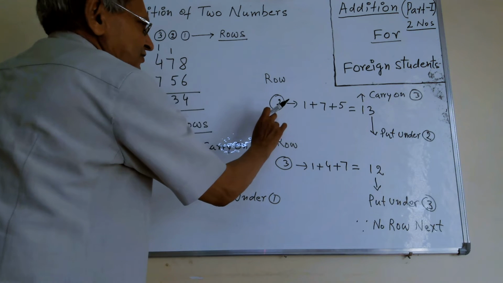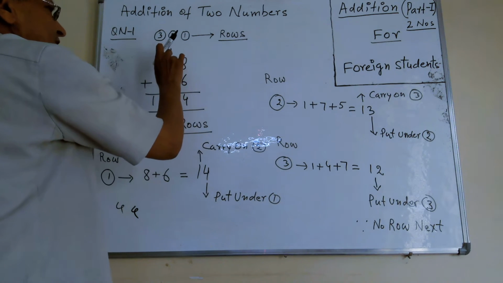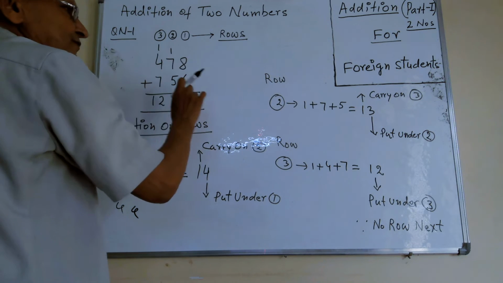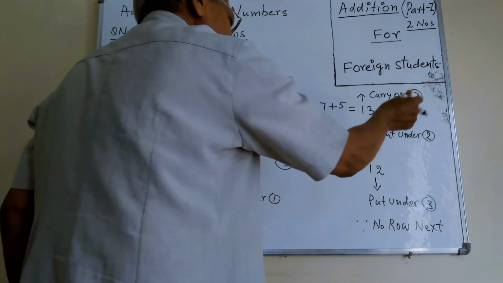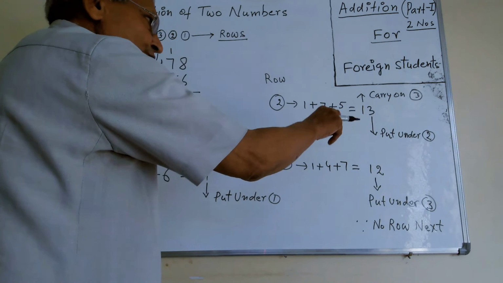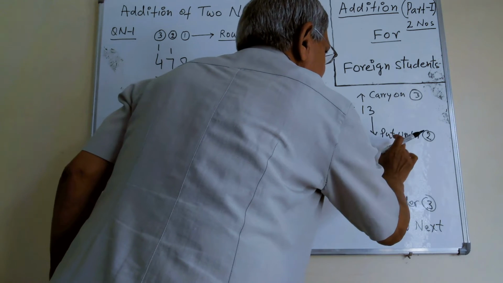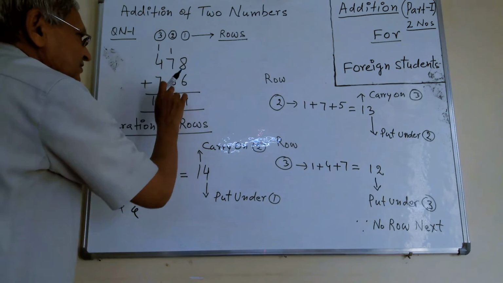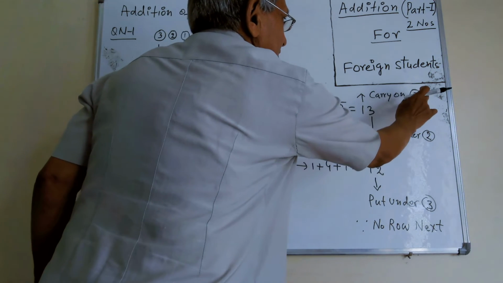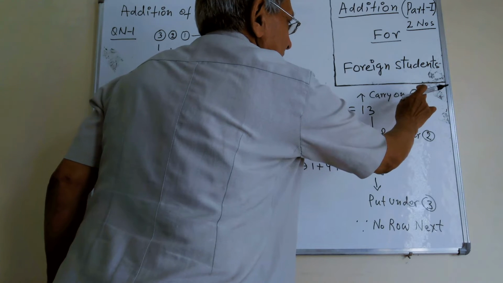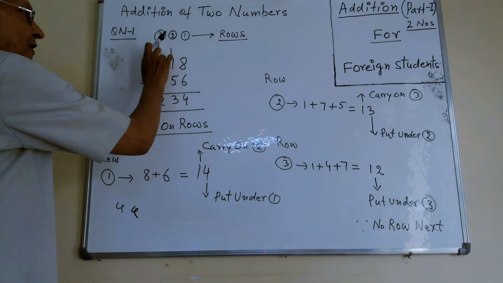Now take the second row. In the second row, now there are three numbers: 1, 7, 5. 1 plus 7 plus 5 is equal to 13. Again write this 13 in two ways. Write this 3 under the second row. This is the second row. This is 3. Write 1 above the third row, and this is carry on the third row.